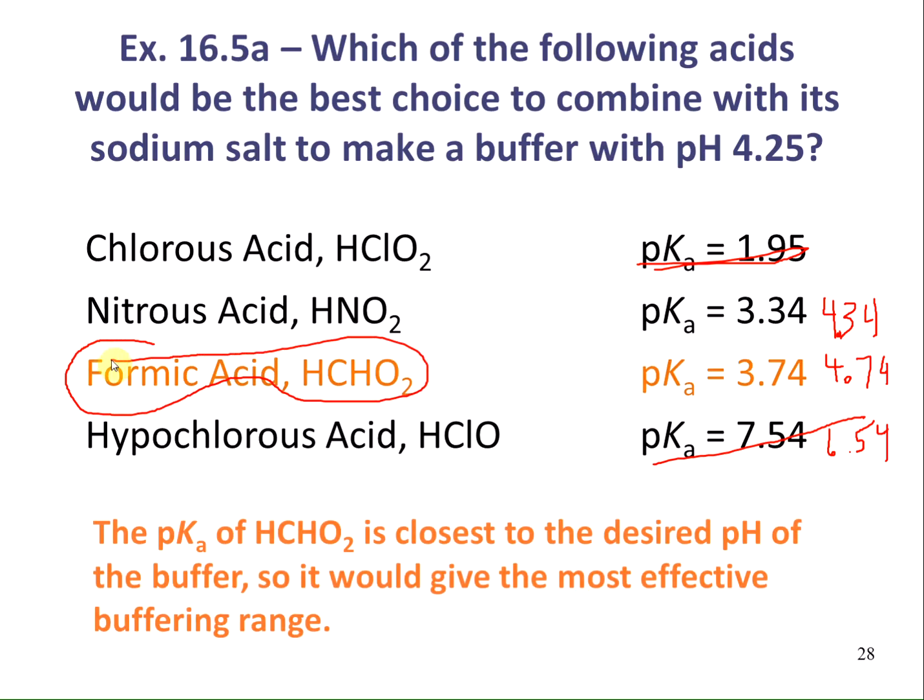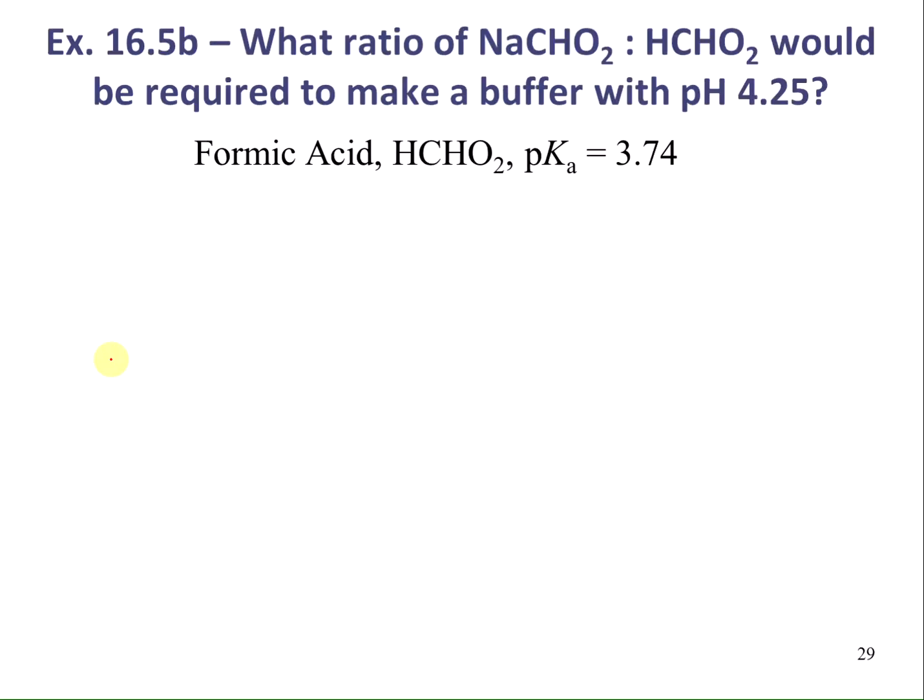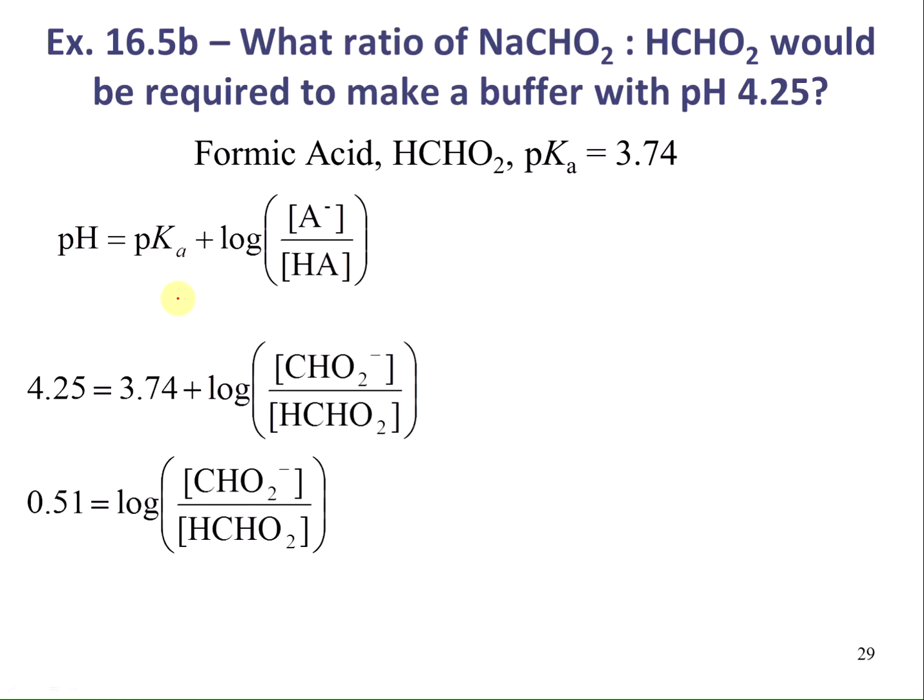So the pKa of formic acid is closest to the desired pH of the buffer, so it would give the most effective buffering range. In our next example problem, they're asking us what ratio of sodium formate to formic acid would be required to make this buffer with a pH of 4.25. So remember from the previous slide that the formic acid pKa is 3.74, and I'm setting up my Henderson-Hasselbalch equation. I can plug in my pKa value, and they want a pH value of 4.25, so I'm going to calculate the ratio of my base to my acid that would give me that pH.